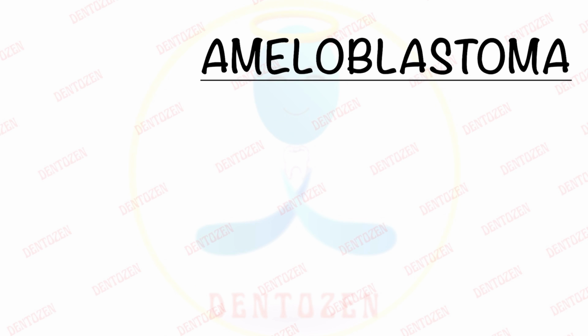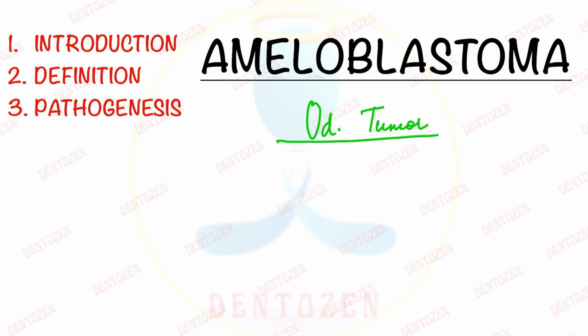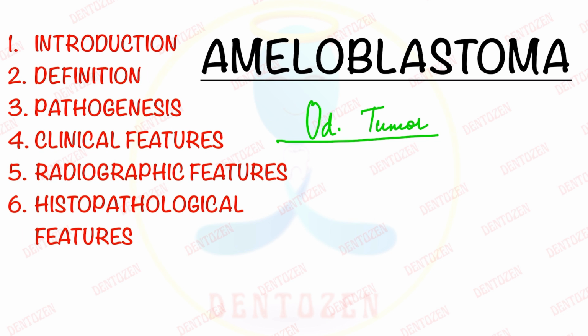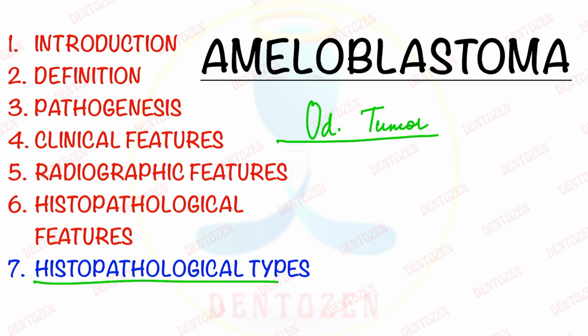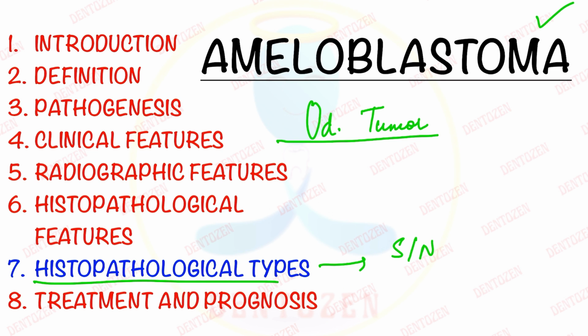Today we are here with a new video on the topic Ameloblastoma, which is a type of odontogenic tumor. Odontogenic means it arises from tooth-forming tissues. So in this video we are going to discuss introduction, definition, pathogenesis, clinical features, radiographic features, histopathological features, histopathological types, which sometimes can be asked as short note, treatment and prognosis of ameloblastoma.